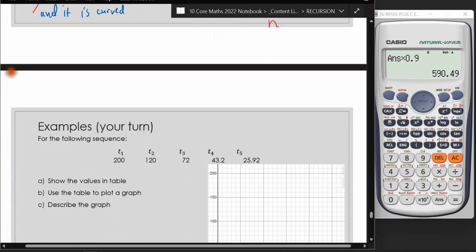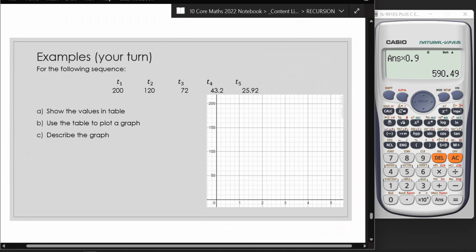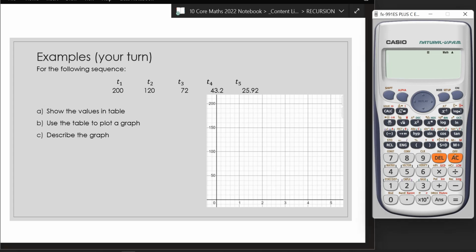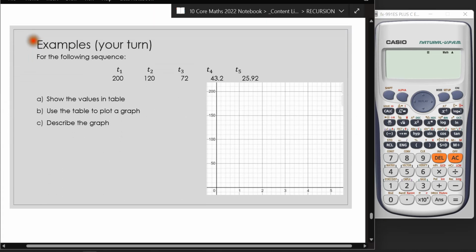All right, your turn now with this question or this example. Go ahead and try it, pause the video, give it a crack, and then come back and watch the solution. All right, let's do the solution for this. So let's show the values in a table. Same deal as what we did in the previous one, yeah?